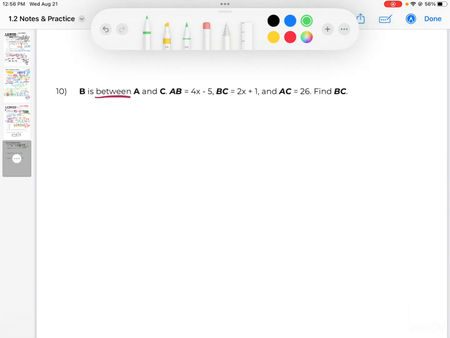Last one I'll work with you is number 10. B is between A and C. So again, I like to start sketching as soon as I read the problem. I've got A to C. B is somewhere in the middle, but it doesn't say that B is a midpoint. So I'm not going to put it perfectly in the middle. I'm just going to draw it a little off to the side. I don't know if it's closer to A or closer to C yet. I will know. But for now, I know that A to B is 4x minus 5. And I know that B to C is 2x plus 1.